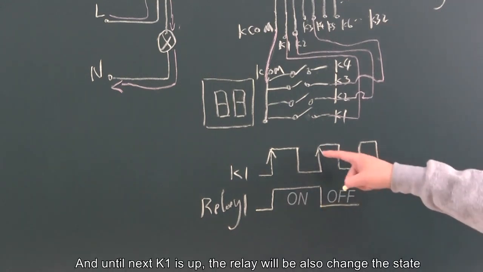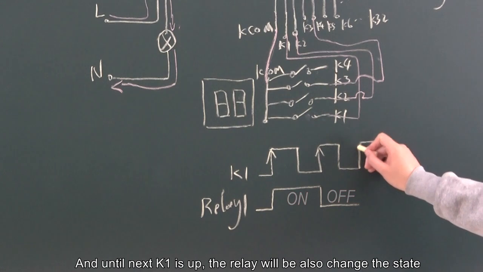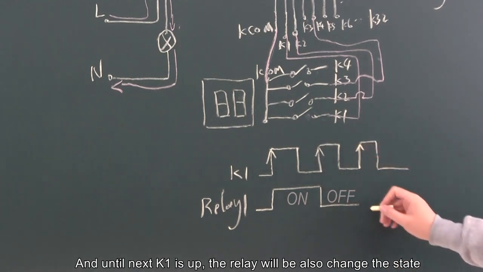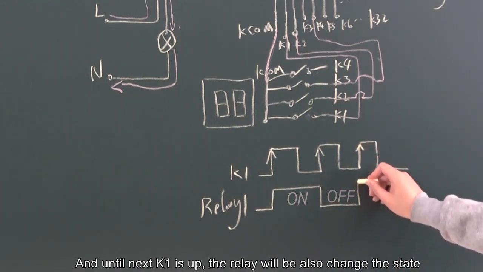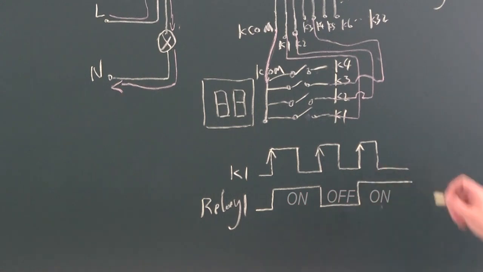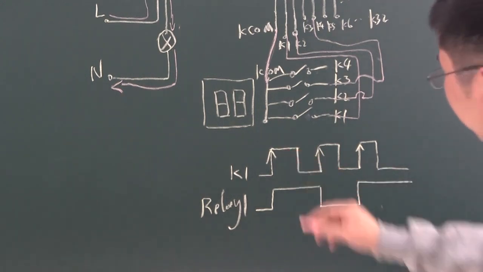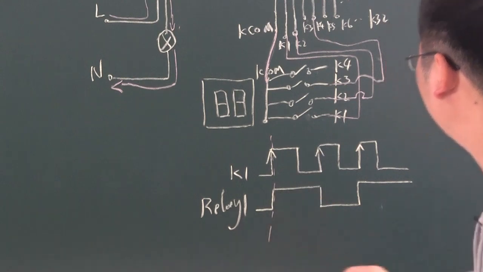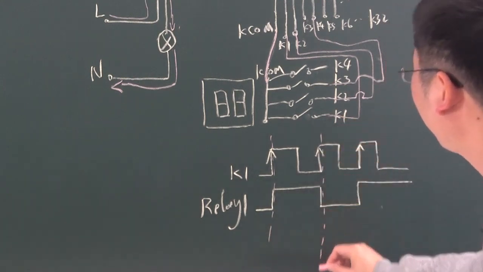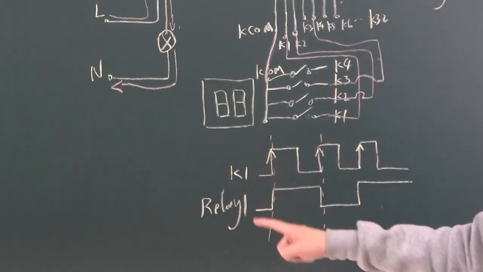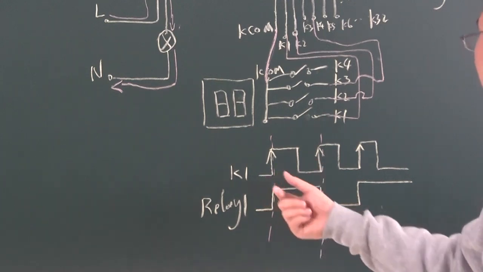And until the next time K1 is up, the relay will also change state. So this is K1, and this is the relationship between K1 and the relay.